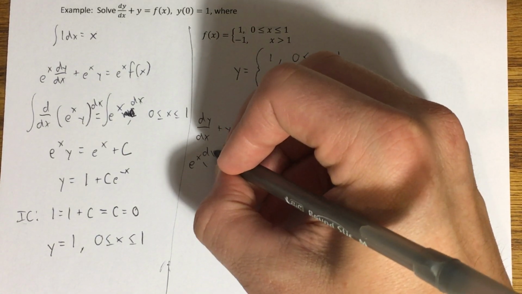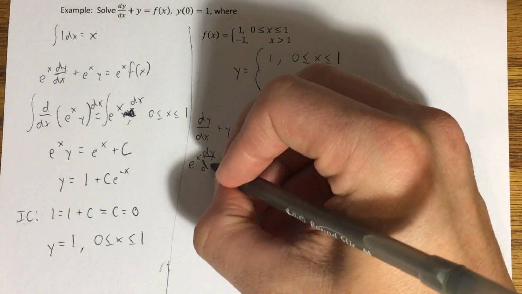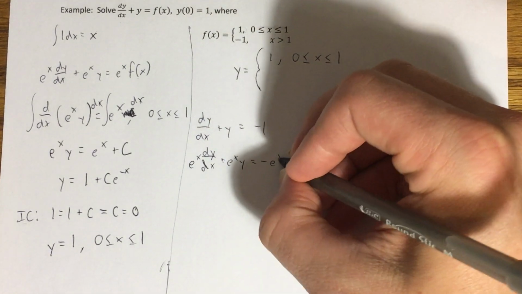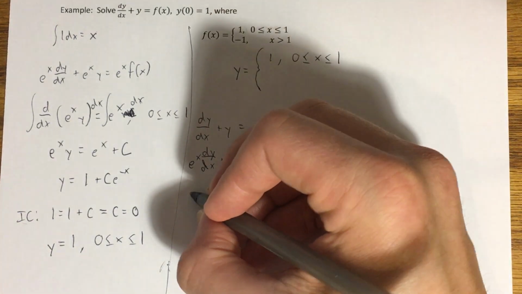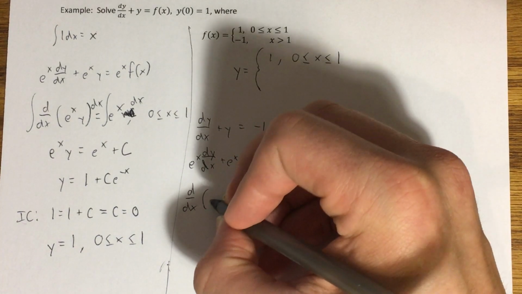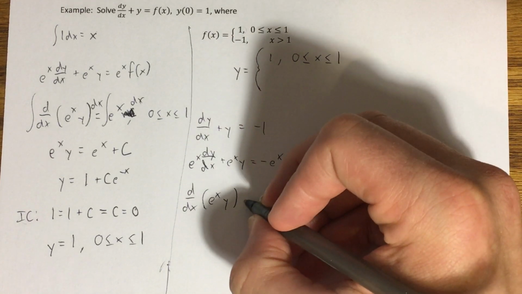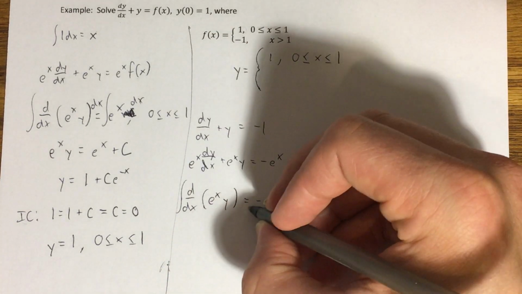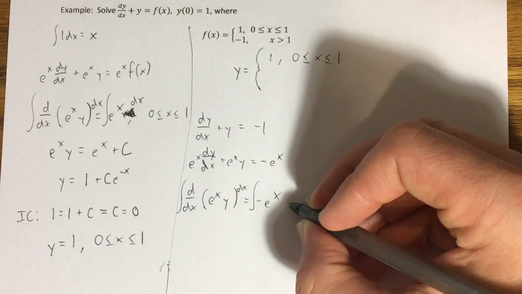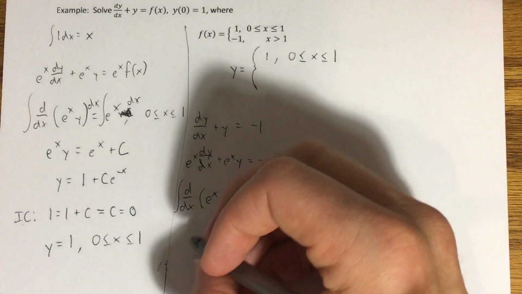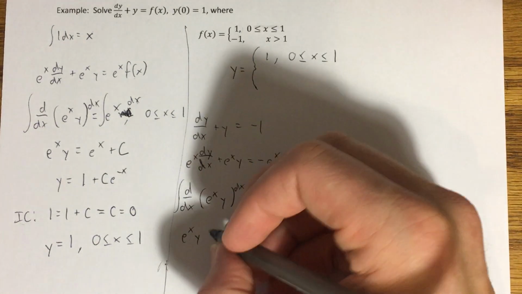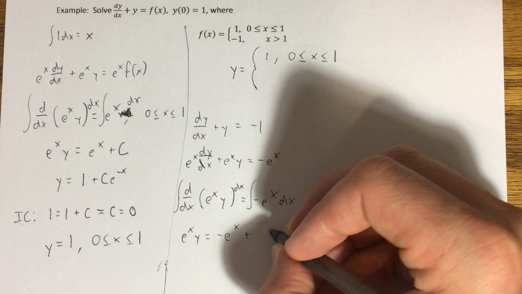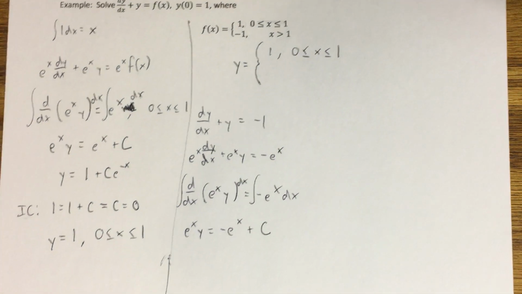times dy/dx plus e to the x y equals -e to the x this time. This becomes d/dx of e to the x y, and this is still negative e to the x. This is where I can integrate both sides with respect to x, giving me e to the x y. Notice all these steps look very similar to what we just did, which is why I'm blitzing through them pretty quickly, plus c there.